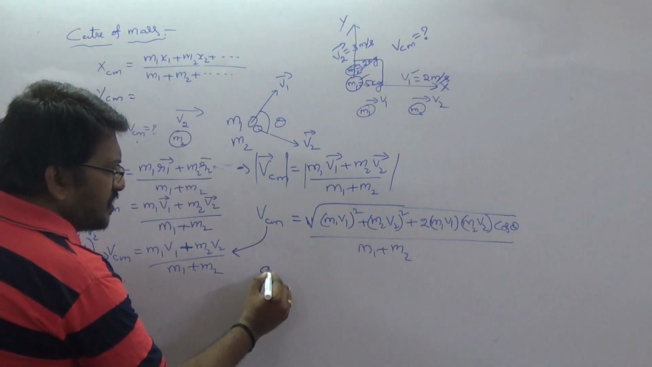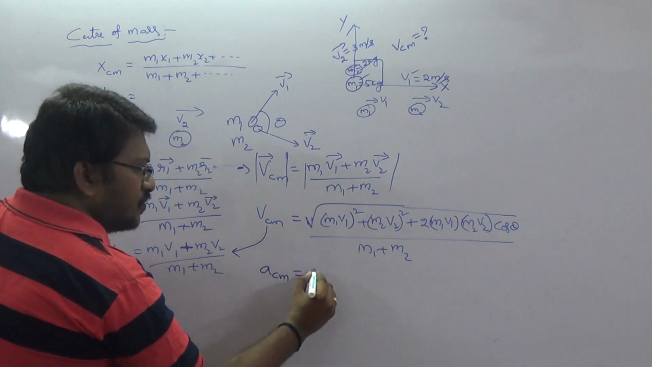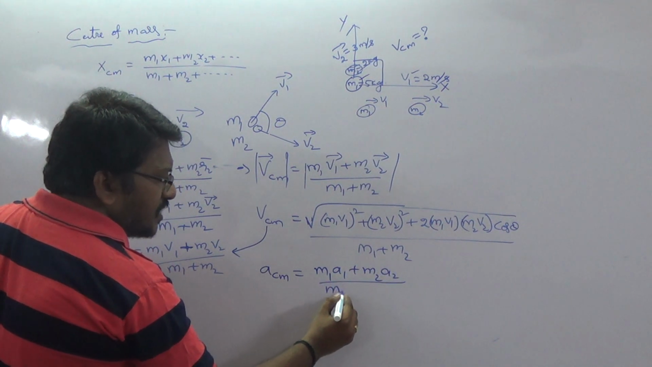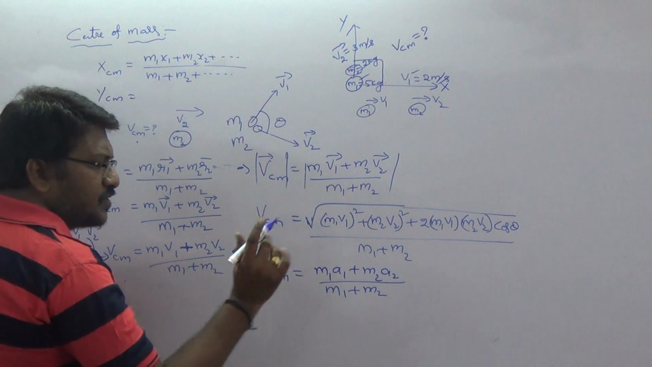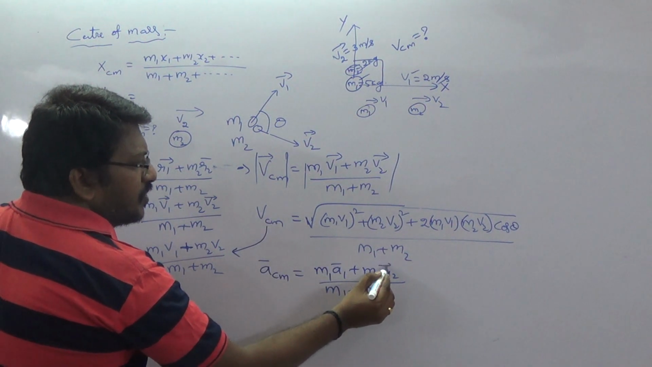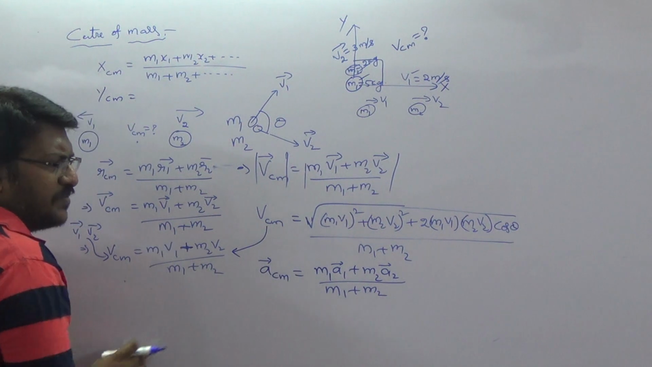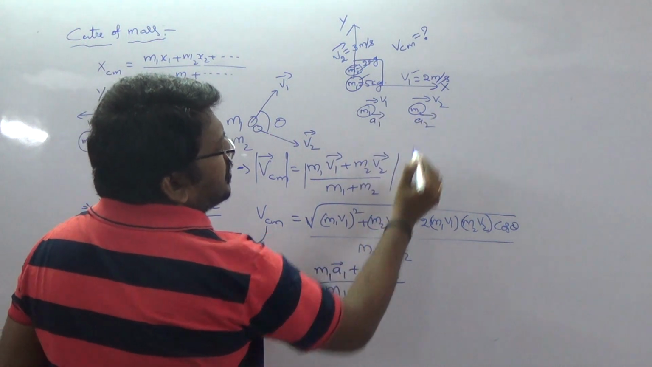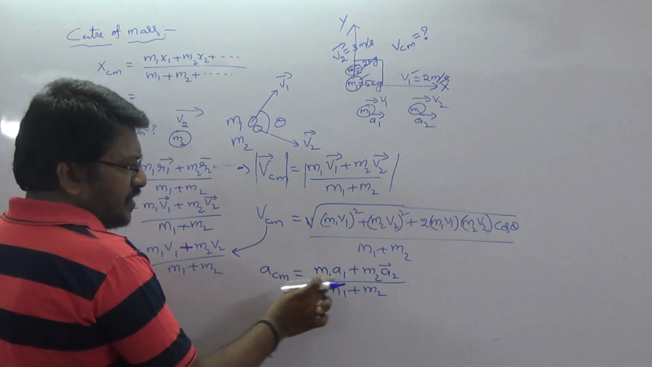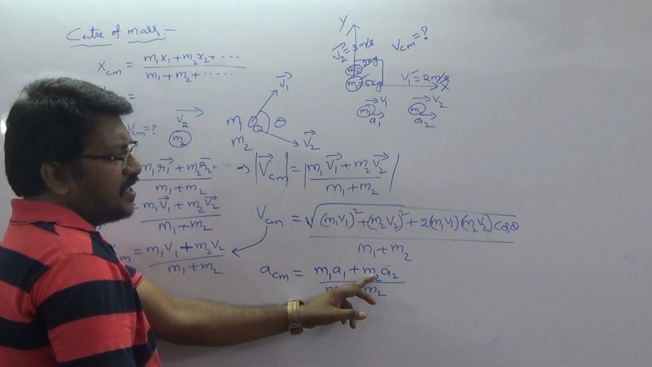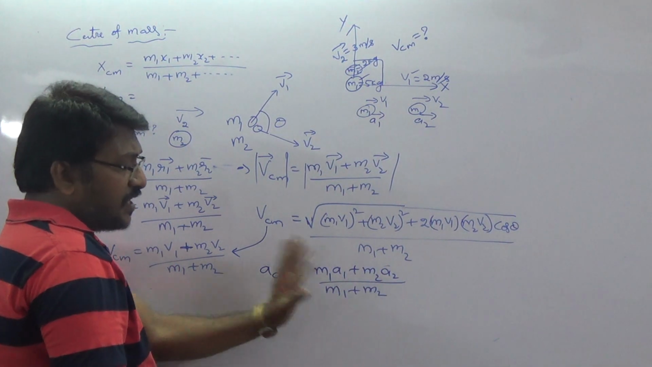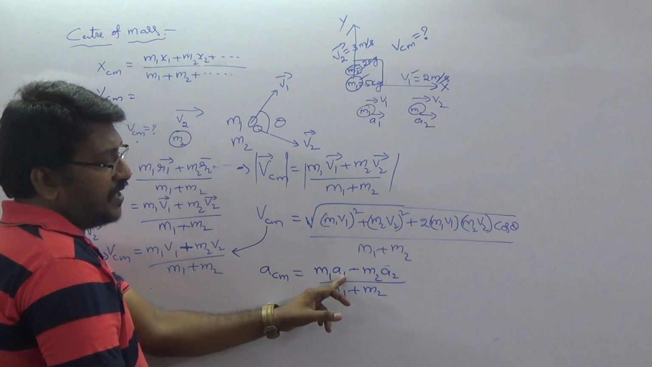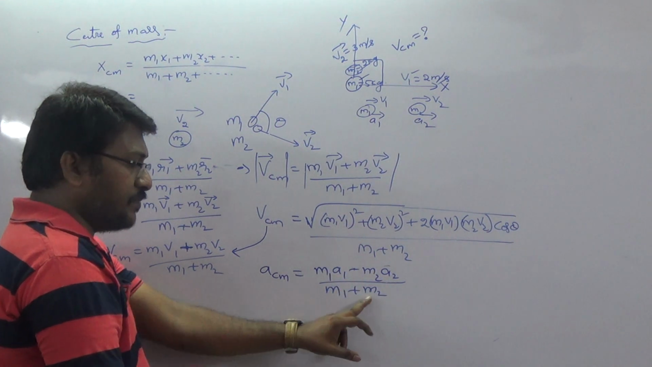If there are certain angles, then you can use this form. In the same way, the acceleration can also be written here. ACM is equal to m1 a1 plus m2 a2 by m1 plus m2. Acceleration is also a vector. When two particles are moving with accelerations a1 and a2 in the same direction, the acceleration of the center of mass is equal to m1 a1 plus m2 a2 by m1 plus m2. When they are in opposite direction, you get m1 a1 minus m2 a2 by m1 plus m2.